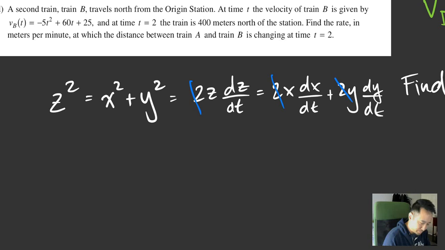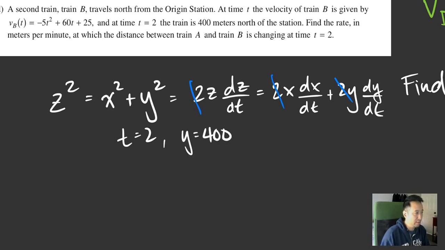And then also, at time equals 2, I know that y equals 400, right? I also know that x at time 2 equals what? Not the table, but in letter C, it says at time t equals 2, train A's position is 300 meters, so we're going to use that for my x, 300. And then Pythagorean's theorem, the second Pythagorean triple, z equals 500.